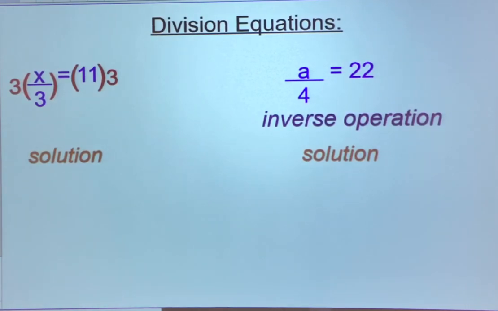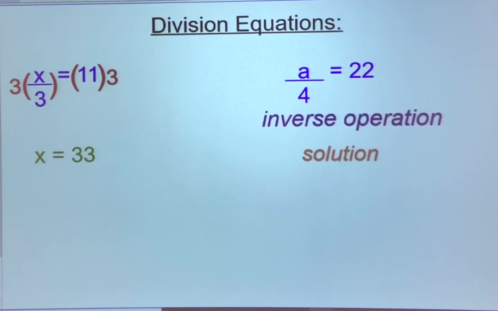On the side with the variable, if we have a number and we divide it by 3 and then multiply it by 3 again, we're right back where we started. So by dividing by 3 and multiplying by 3, we've isolated x. So we have x by itself. On the other side of the equation, we have 11 times 3, which is 33. So our solution would be x is equal to 33.